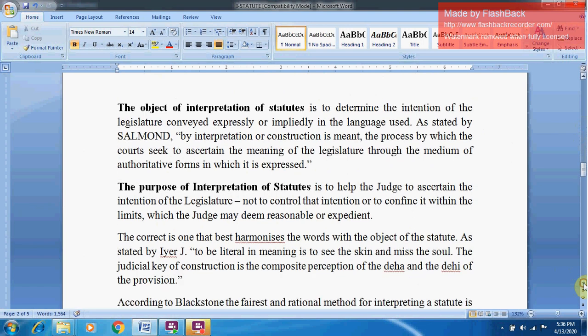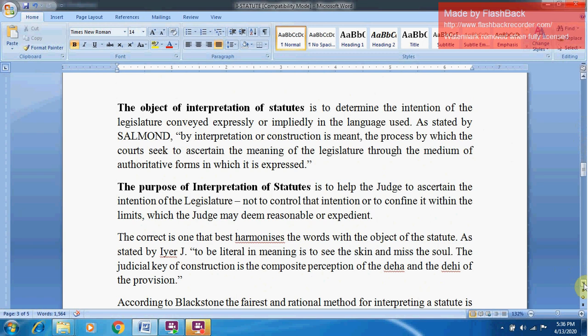Now see the object of interpretation of statutes. The object of interpretation of statutes is to determine the intention of the legislature conveyed expressly or impliedly in the language used. As stated by Salmond, by interpretation or construction is meant the process by which the court seeks to ascertain the meaning of the legislature through the medium of authoritative forms in which it is expressed. And here, both the words interpretation and construction appear; let us see construction in the later part.